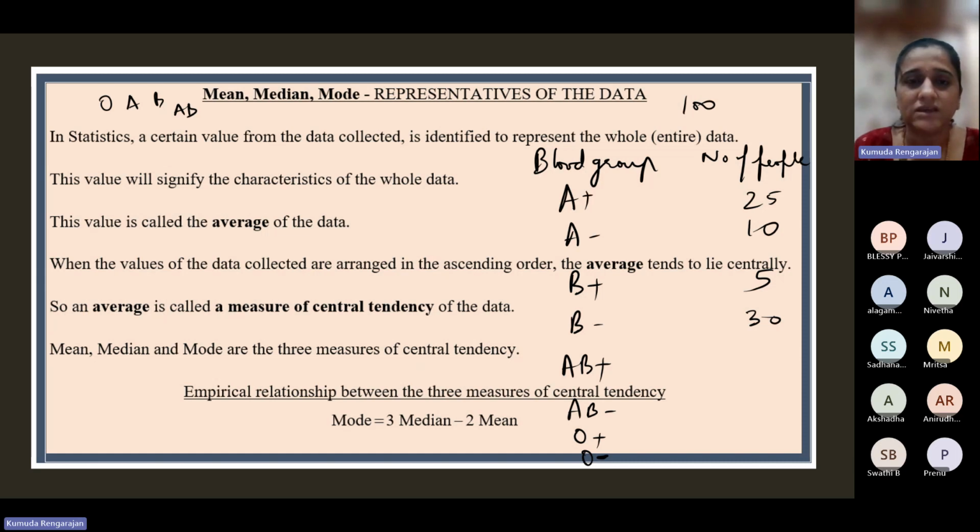He might have personally tested it, or might have collected it from some source where it was already stored. So the data can be primary or secondary. So he makes this frequency distribution with these two columns. So this one is an ungrouped frequency distribution because we don't see class intervals.